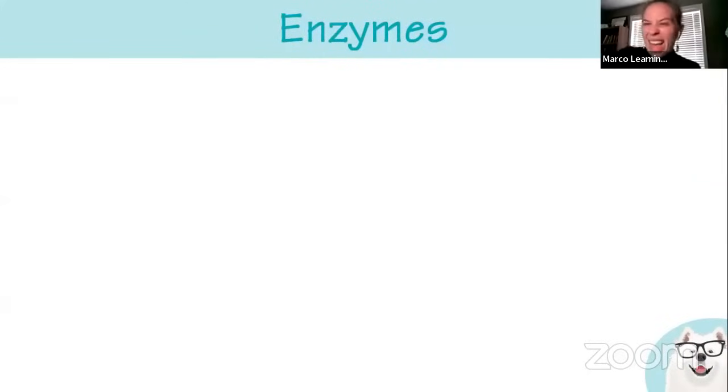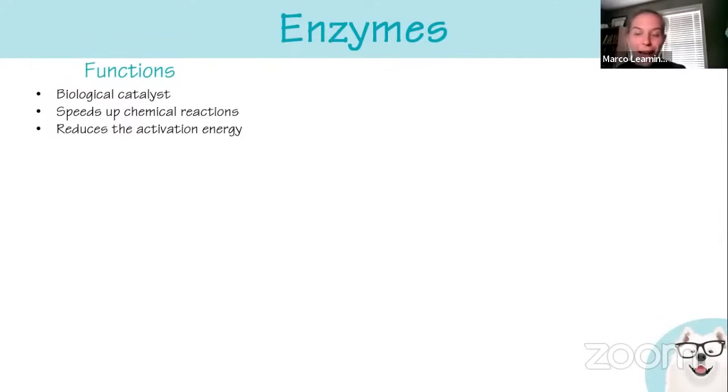Now we're going to move into enzymes. Enzymes are really important because they're going to be applied in all the steps of respiration and all the steps of photosynthesis. So that's why we see the enzymes here. But first thing, what is an enzyme? Like, what is the function of it? It's a biological catalyst, and a catalyst just speeds up a chemical reaction.